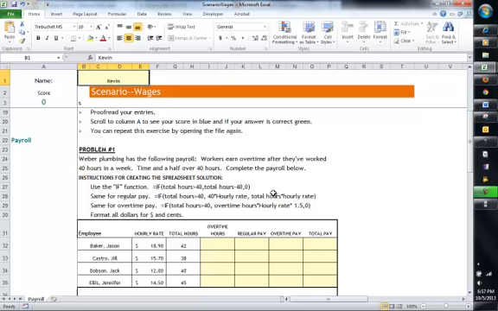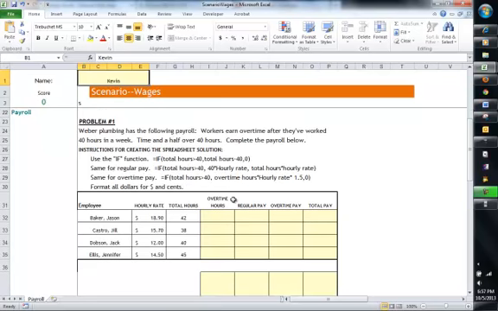Weber Plumbing has the following payroll. Workers earn overtime after they've worked 40 hours, time and a half over 40 hours. Let's look at the payroll below. Jason worked 42 hours, Jill worked 38, Jack worked 40, and Jennifer worked 45. So obviously, Jason had 2 hours of overtime, Jill had 0, Jack had 0, and Jennifer had 5.